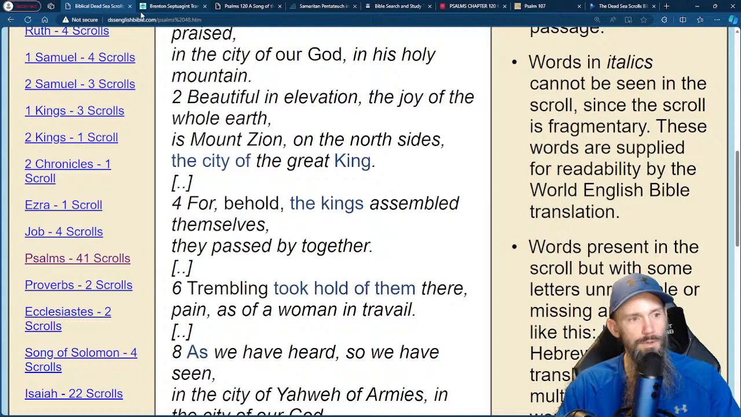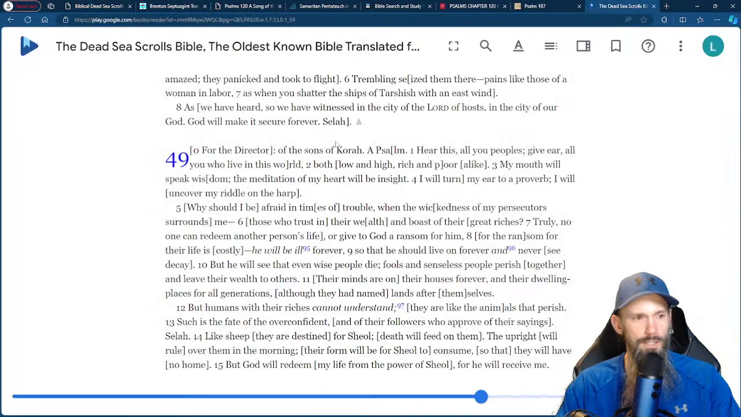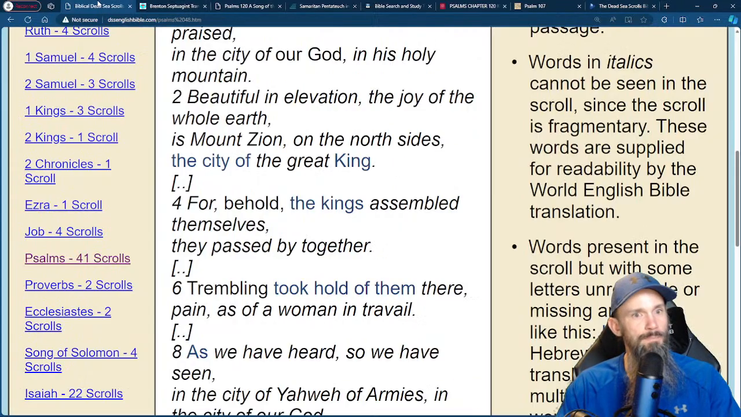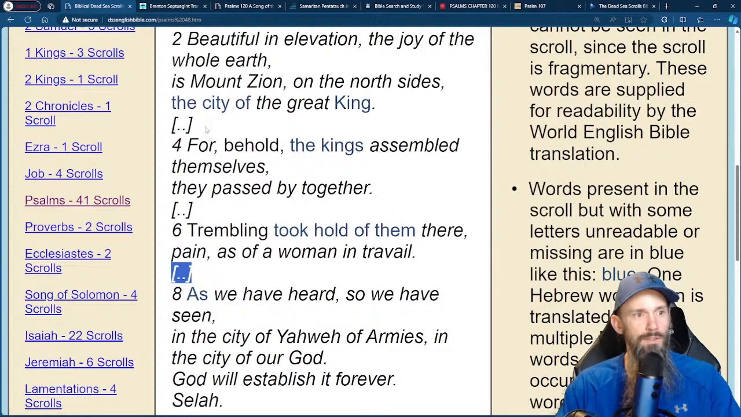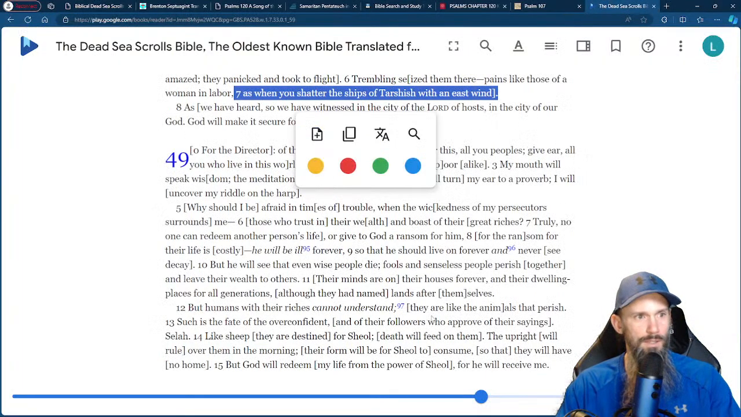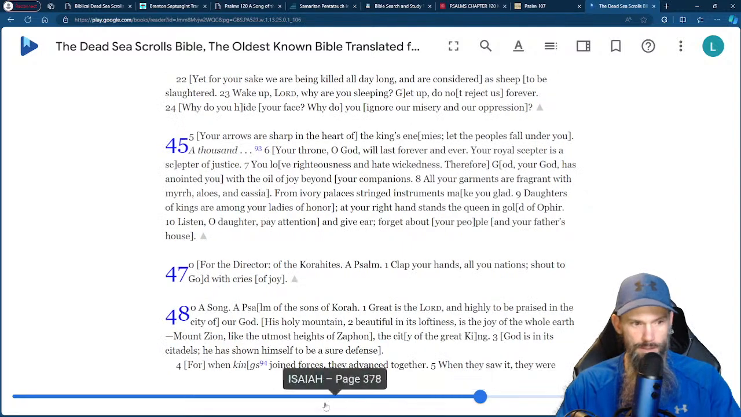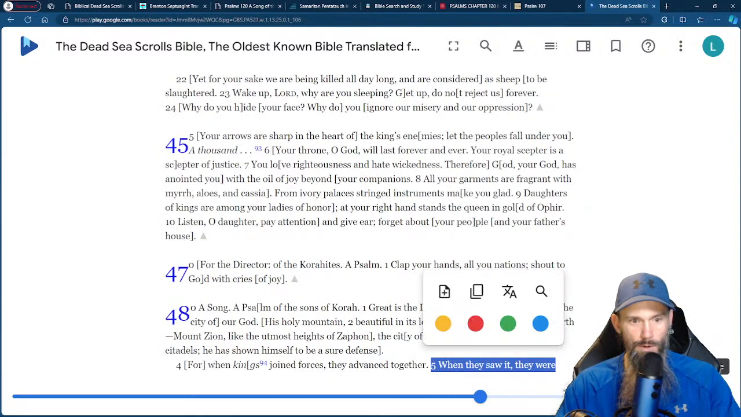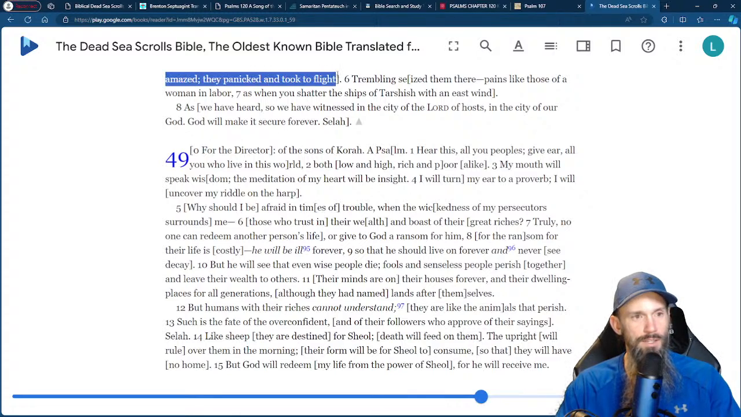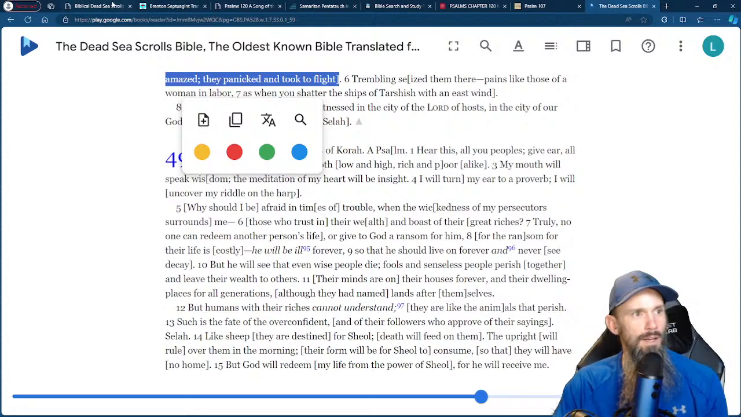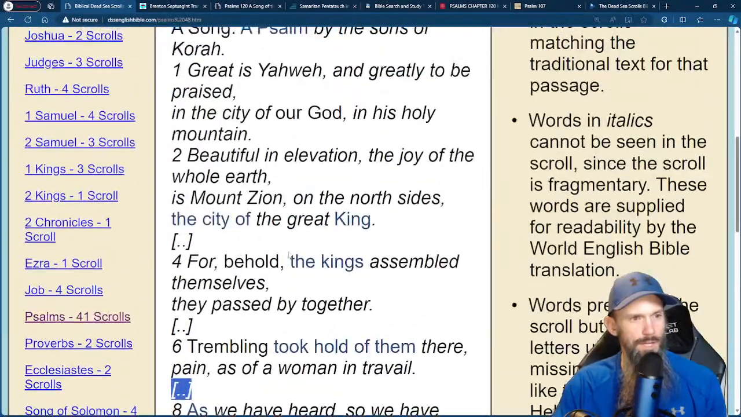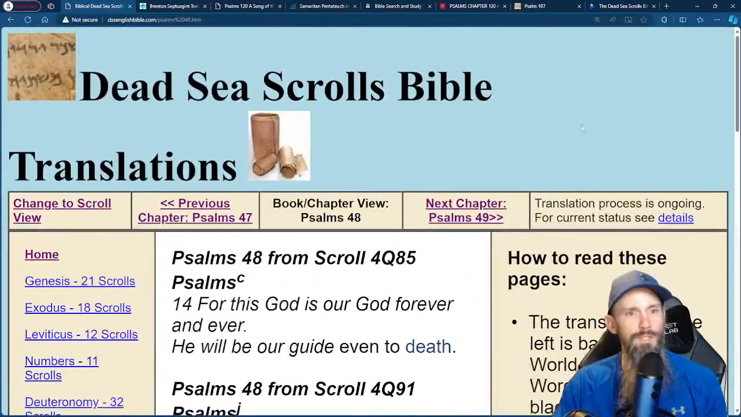Maybe that's what it was. 5 and 7. Yep. Or here's 7, as when you shattered the ships of Tarshish with an east wind. See, that's not in here. So 5 also. Yeah, 5 is when they saw it, they were amazed, they panicked and took to flight. That may be what I was looking at. Anyways, I'll stay on that.